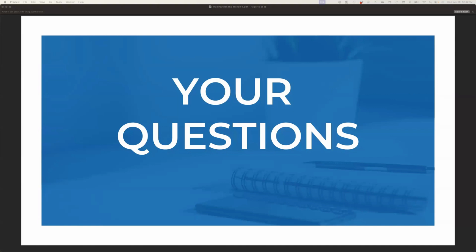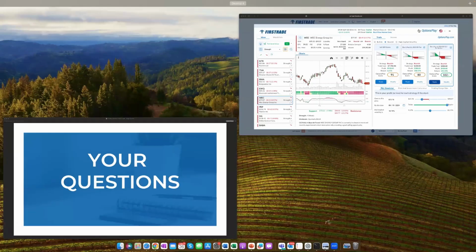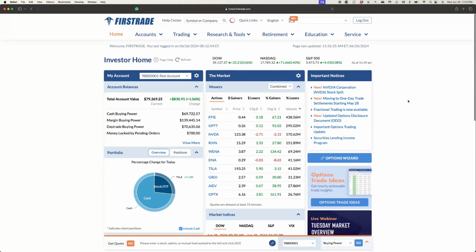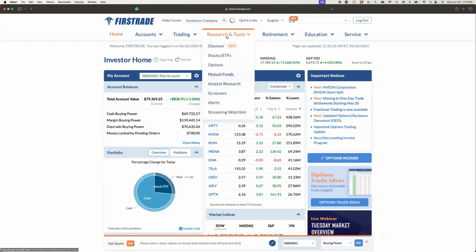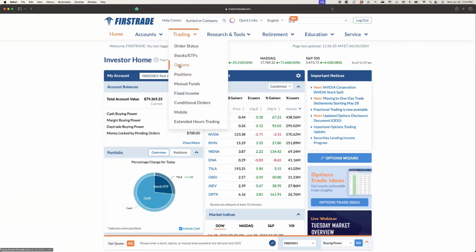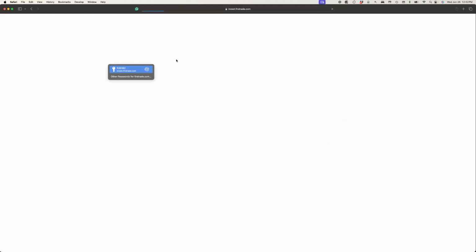Can you show again how you launch the Options Play window? Sure, there's a lot of places that you can access Options Play. So when you go to your First Trade homepage, there is a button here that says the Options Wizard directly from your home page that will launch Options Play. You can also go to the Options Trading page.